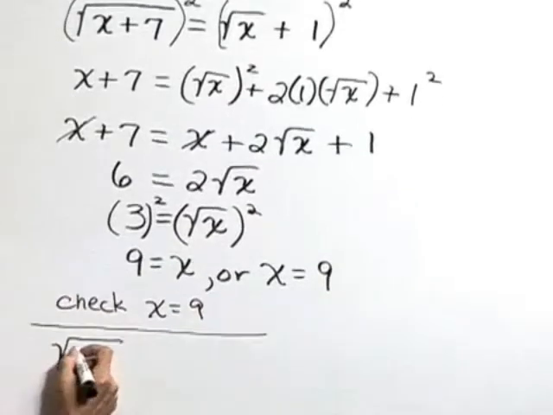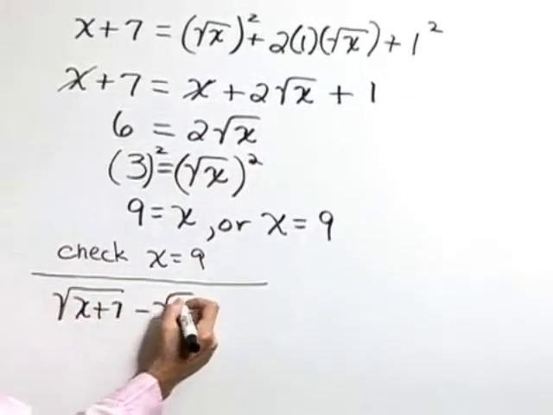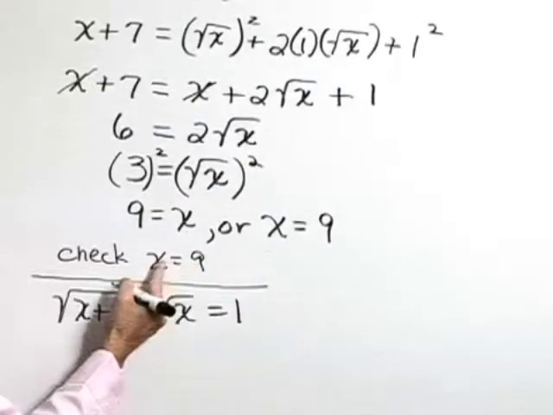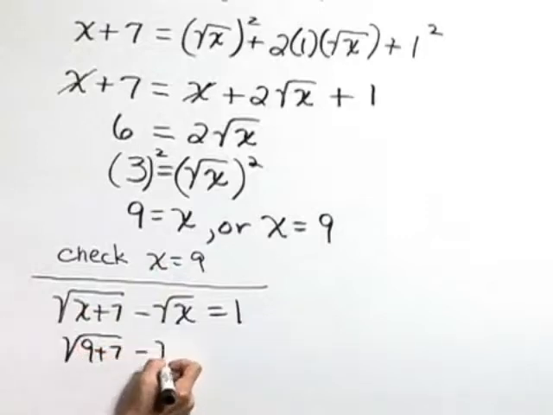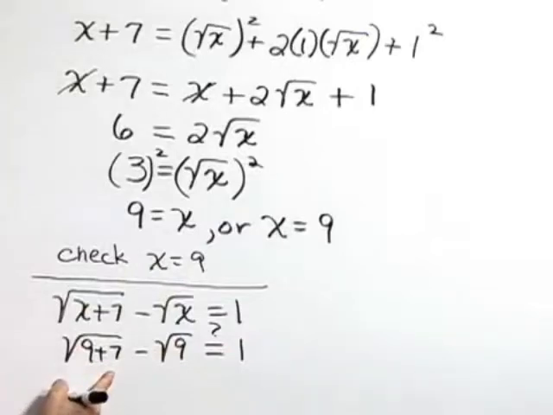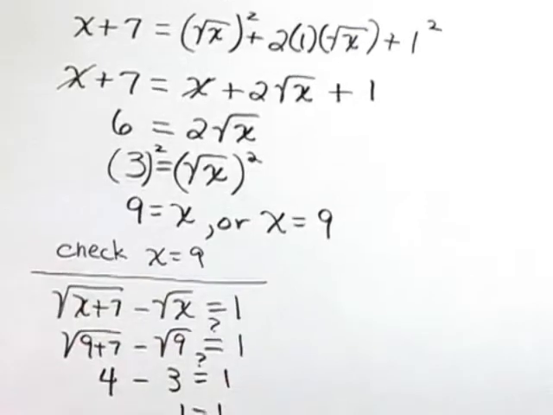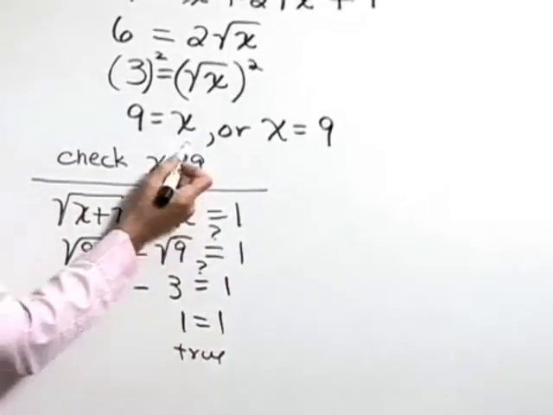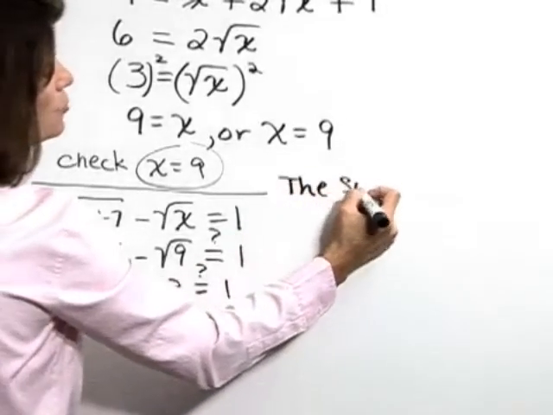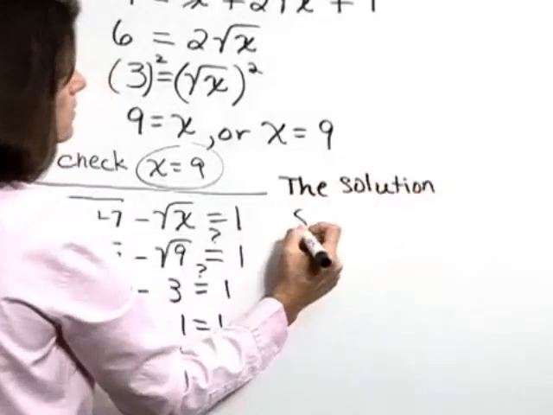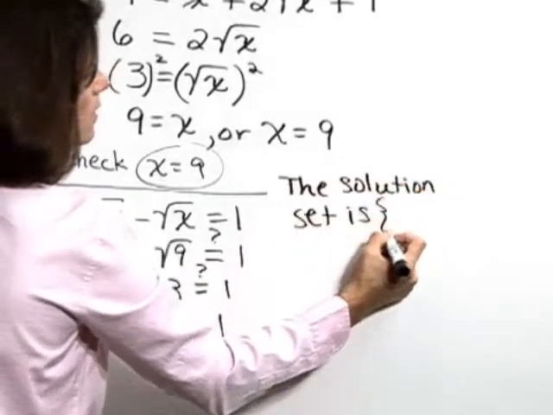That original equation is the square root of x plus 7 minus the square root of x is equal to 1. Substituting 9 in for x, the square root of 9 plus 7 minus the square root of 9, is that equal to 1? So the square root of 16, or 4, minus the square root of 9, 3, is that equal to 1? Yes, it sure is. That is true, and x equal 9 is indeed a solution. Let's summarize that by saying the solution set is the number 9.